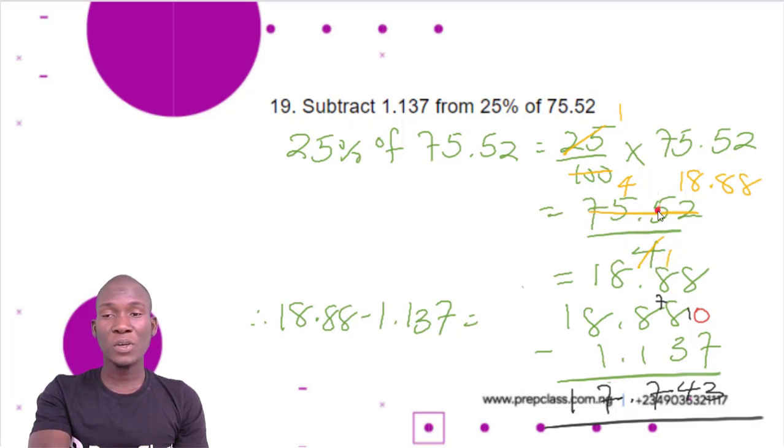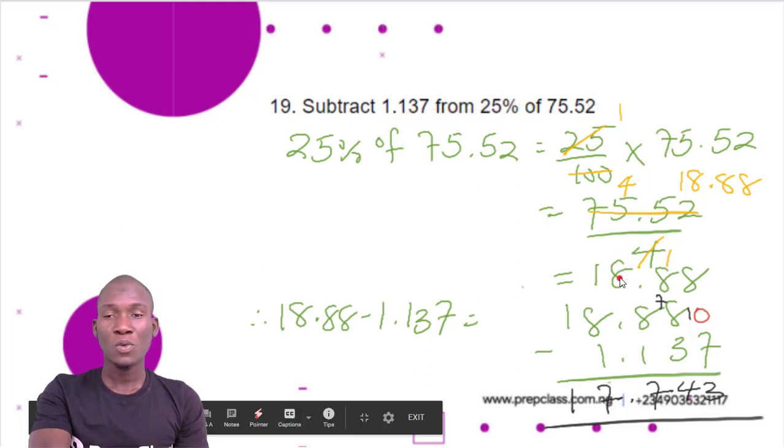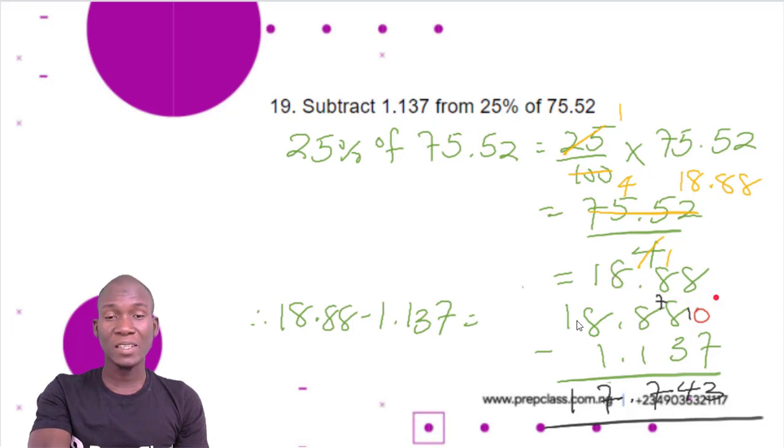If we divide further, 4 here is 1. 4 in 75.52, we start by saying 4 in 7, 1, remainder 3. 4 in 35, that is 8, remainder 3. 4 in 35, that is 8, remainder 3. 4 in 32, that is 8. Now we have 18.88. So now we can subtract 1.137 from 25% of 75.52, which is 18.88.